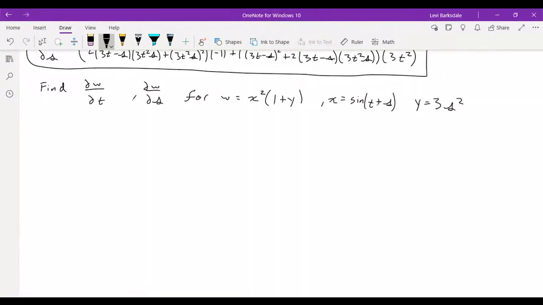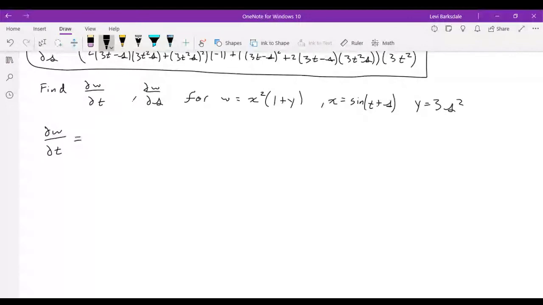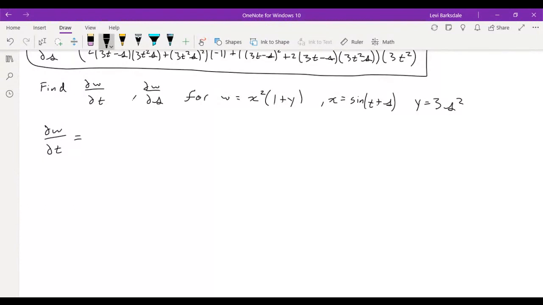All right, let's go ahead and go over the solution. So, we can write dw/dt. Well, we can find the change in w with respect to x, which would be 2x times 1 plus y, then multiply by the change in x with respect to t, which is cosine of t plus s.